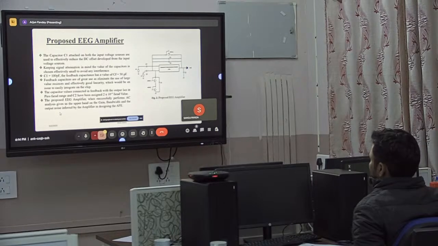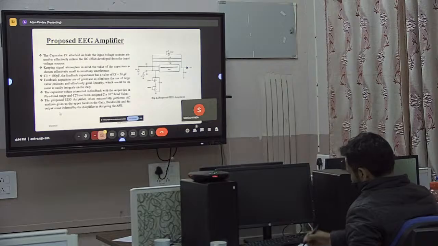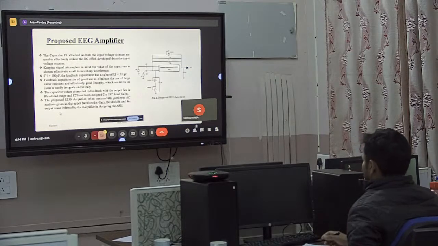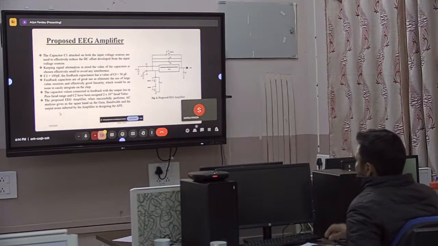Apart from this, we also took signal attenuation into account for choosing the capacitor values. So we calculated a rough range in which the capacitor value should lie, and then, by trying combinations, we got to a value of 100 picofarad for the capacitor attached to the voltage input, and for the feedback CF we chose 50 picofarad. The same feedback capacitors have been attached from the output to the input as C2, which has been tuned in such a manner that the output comes in a specific range that we determined in the calculations. So the output was expected to come in the range of picofarad.